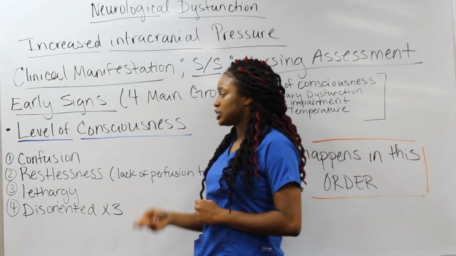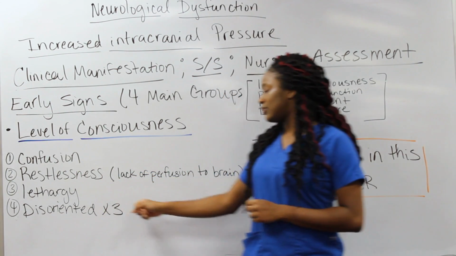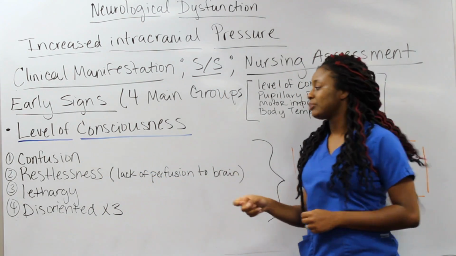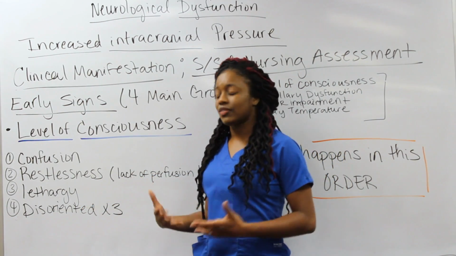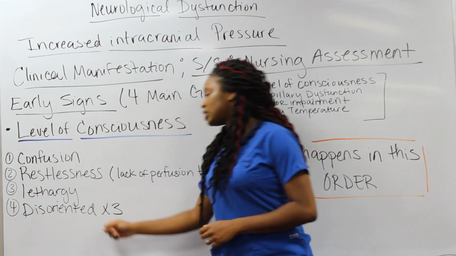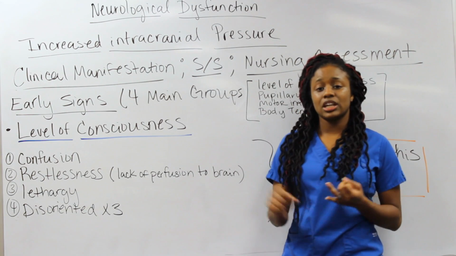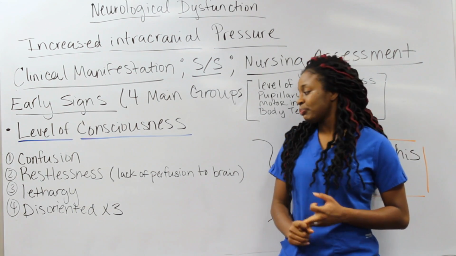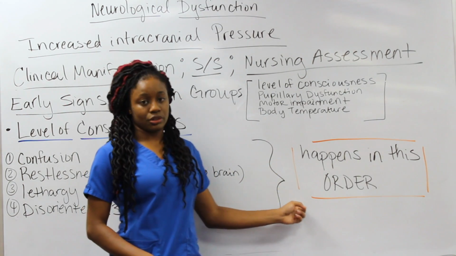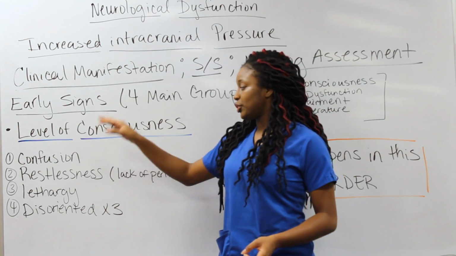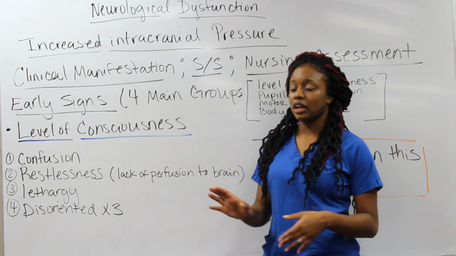With the level of consciousness, the patient is going to exhibit signs of confusion, restlessness because of a lack of perfusion to the brain, lethargy, which is also known as being very, very weak, and then finally they're going to be disoriented times 3. They're not going to know who they are, where they are, or the time. So it happens in that particular order: first confusion, then restlessness, then lethargy, and finally they're completely disoriented.